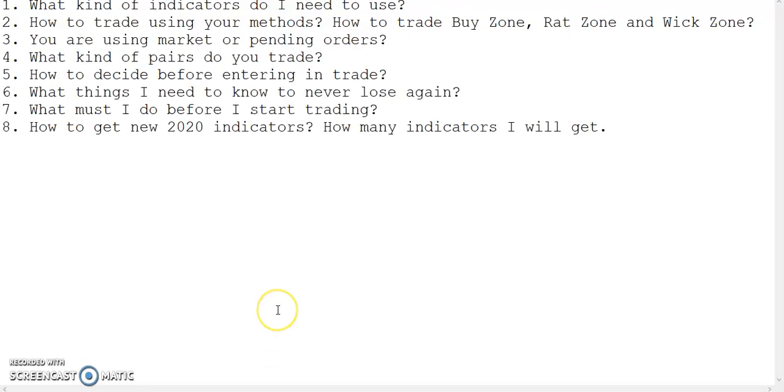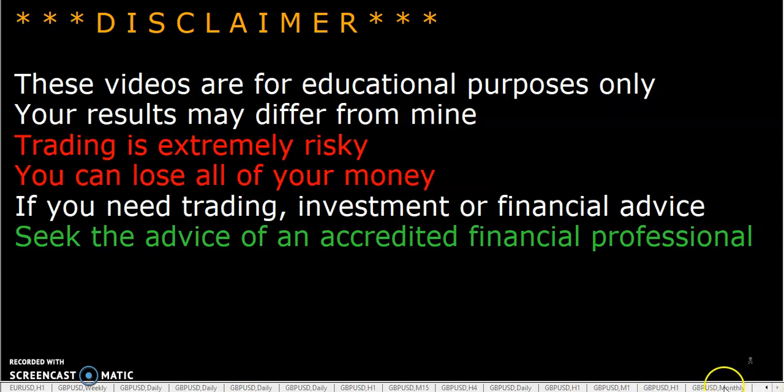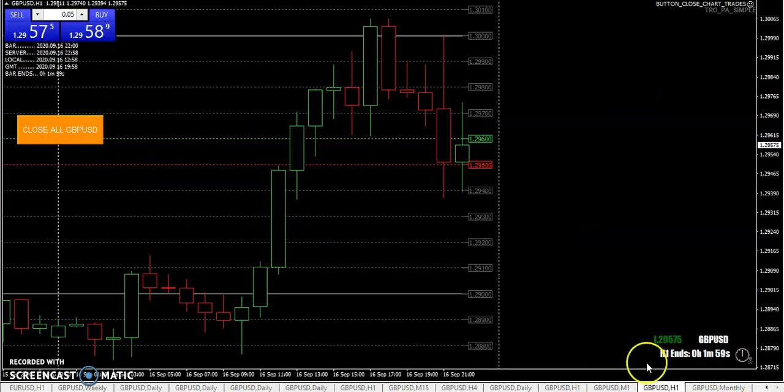First question. What kind of indicators do I need to use? Now, that's a pretty interesting question. The answer is you probably don't really need any indicators per se.